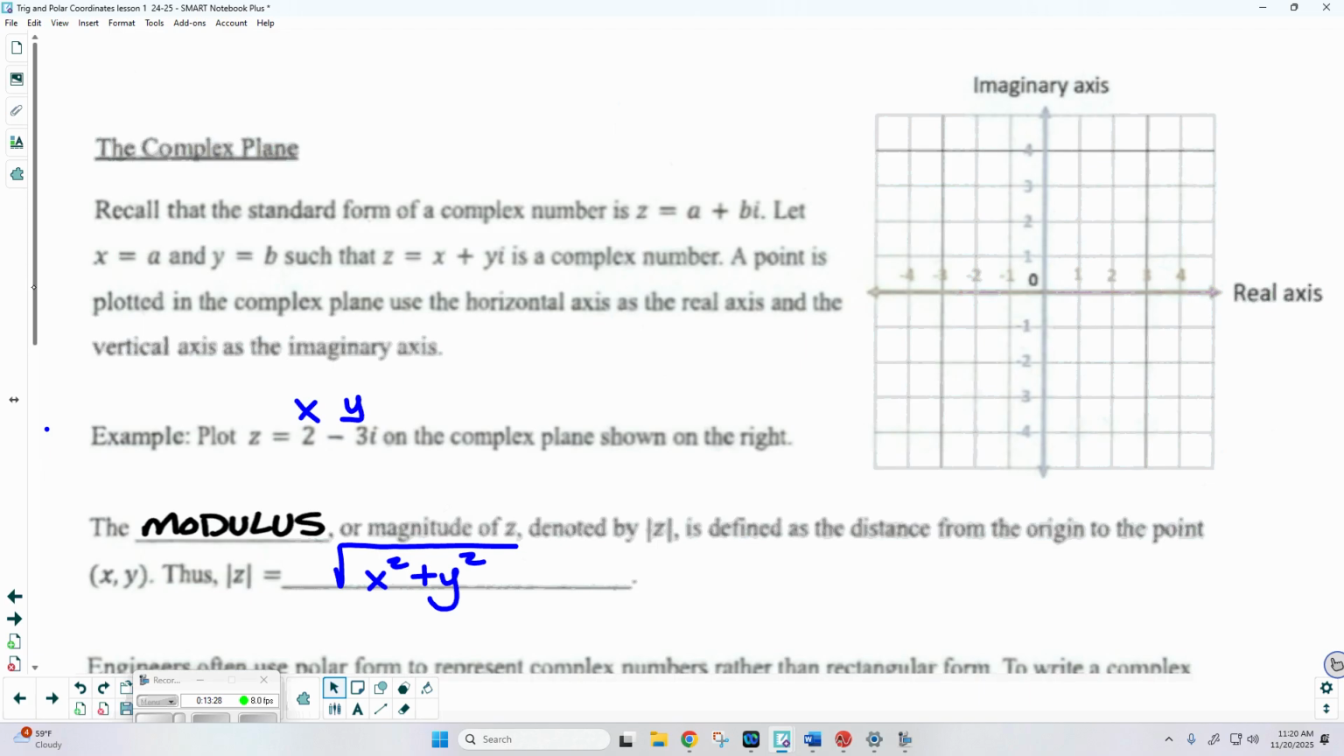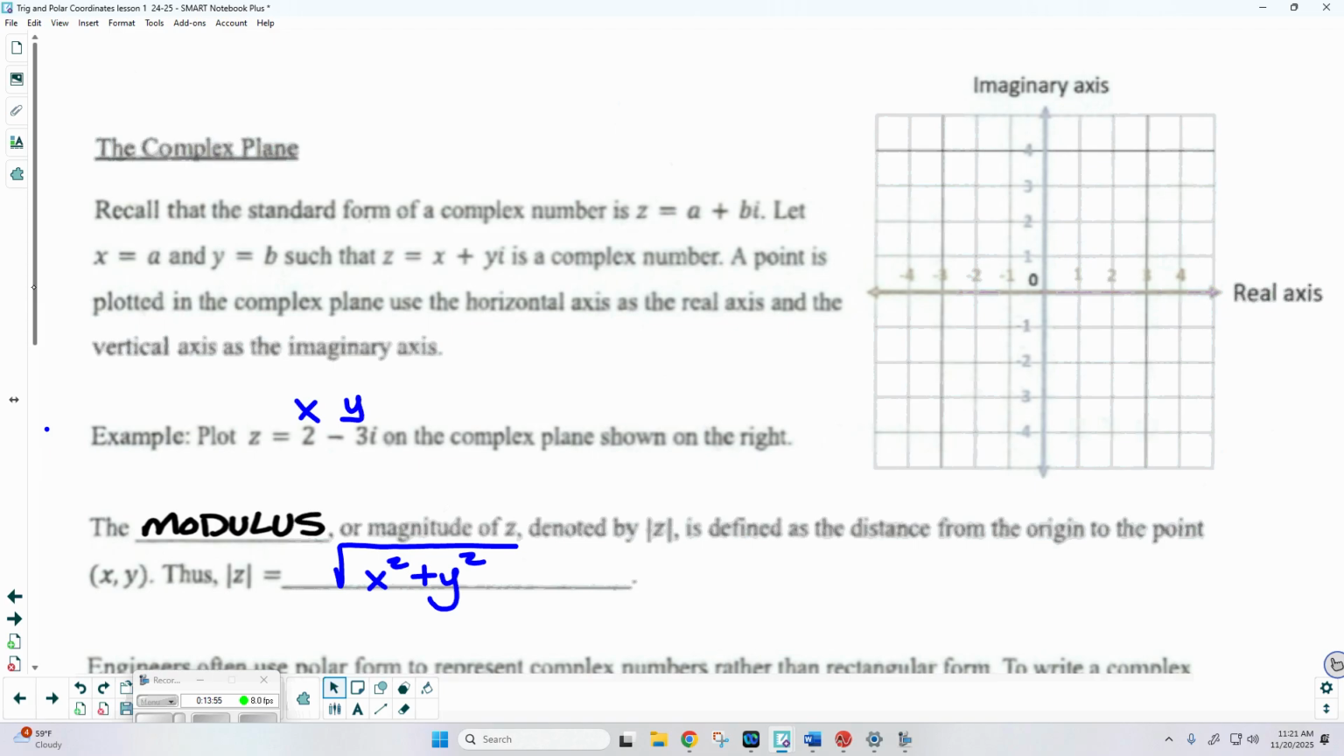So we're going to expand on what you would have done back in Algebra 2 and tie it in with our polar coordinates. Recall that the standard form of a complex number that we're going to call z is a plus bi. Remember, a is the real portion, bi is the imaginary portion. So let x equal a and b equal y. We're just going to replace those because we're working with rectangular points. Make that our new complex number.